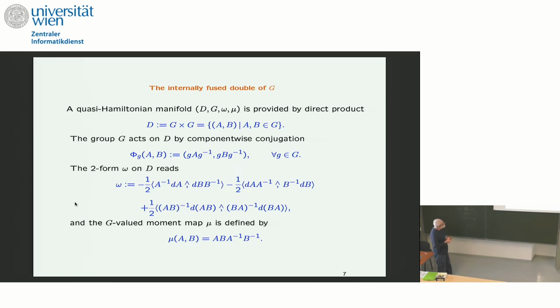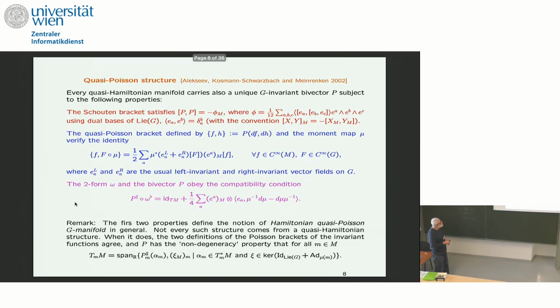The important example with which I will be dealing has this kind of strange name, the internally fused double of the group G, but this is just the Cartesian product as a manifold. And the action is just by diagonal conjugation. This is the group action, and this is the two-form. It is manufactured out of pullbacks of Maurer-Cartan forms on the first and second copy. There's also this product, so complicated. The moment map is just this group commutator, which corresponds to the situation of the torus with a hole. Okay, so this is the internally fused double.